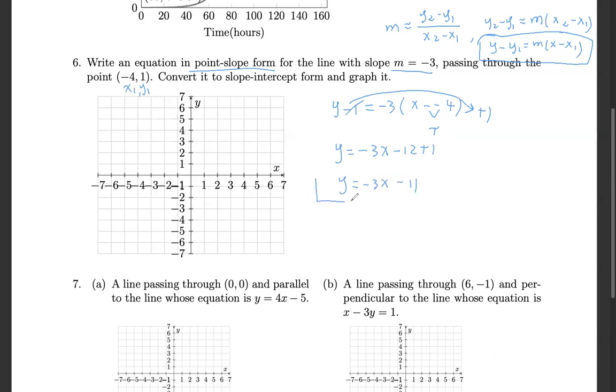So this is the equation of the line with slope -3 that crosses the point -4, 1. And this is the point-slope formula, right? So the slope is m equals -3, and the y-intercept is at 0, -11.